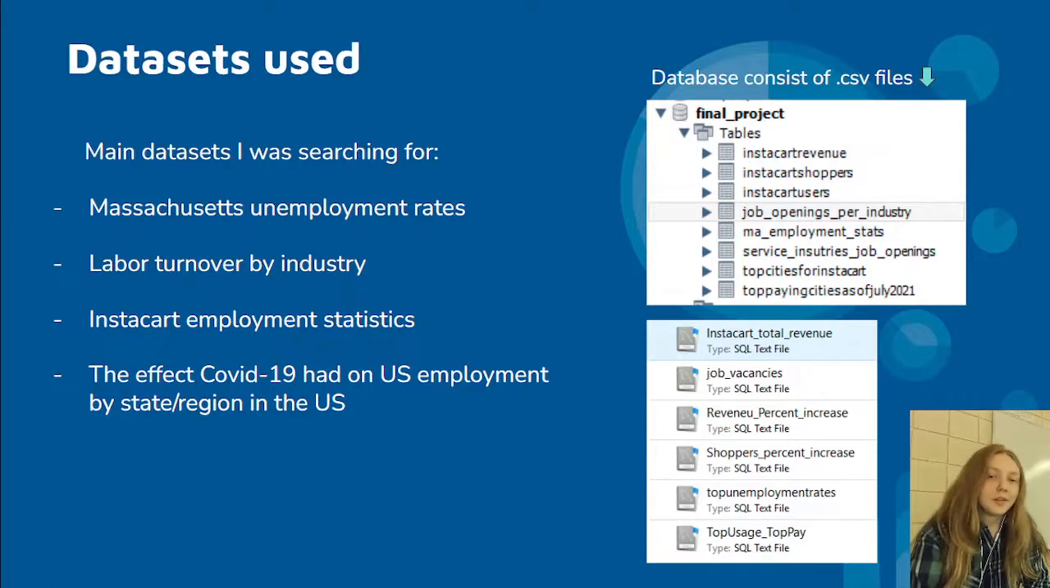So when starting this project, the main kind of data I was looking for were Massachusetts unemployment rates, labor turnover by industry, Instacart employment statistics, and some more general information about the effect that COVID-19 had on US employment numbers by region and by state across the US. So here are all the different data sets I ended up using loaded in MySQL, and these are a few examples of SQL scripts that I wrote to gather more information.